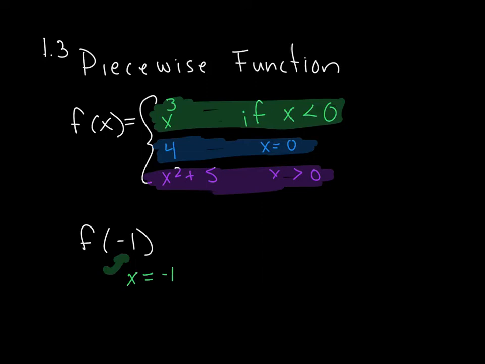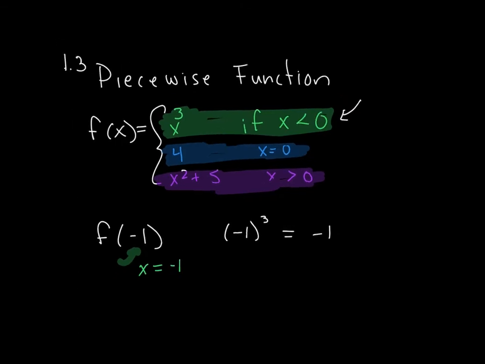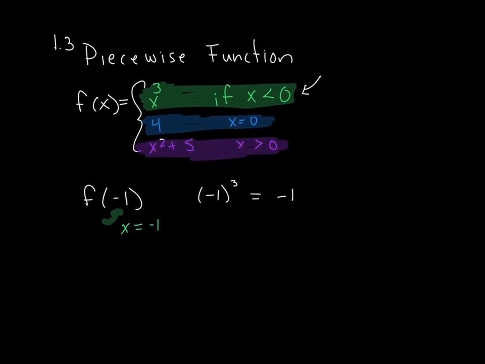So because of that, that's less than 0. That means I plug this into the first piece. So what is -1 to the third power? That is just going to equal -1. If I want to continue this and say what happens when f of 0, well, that just means this whole thing is equal to 4.